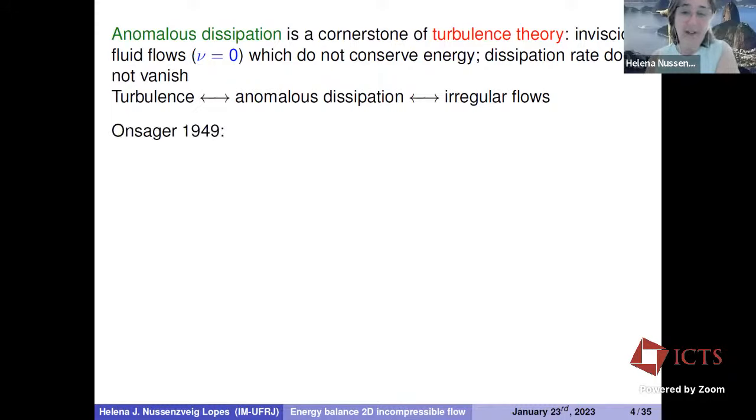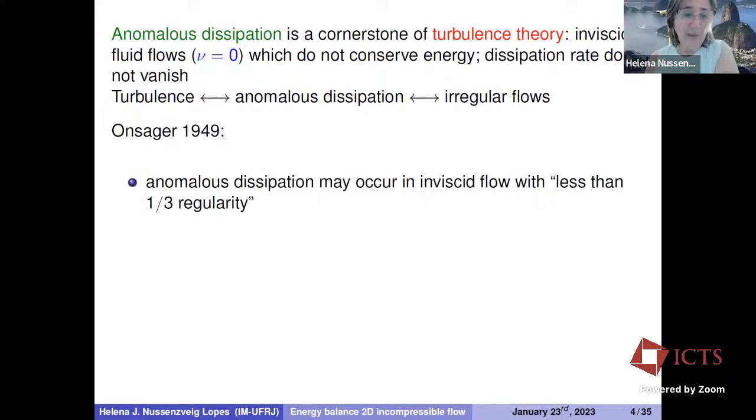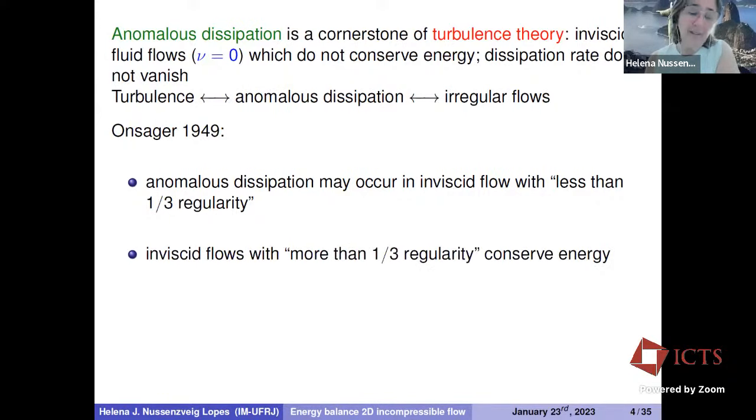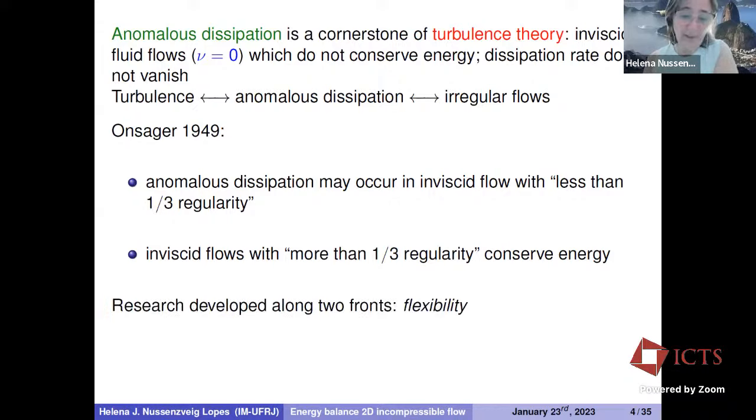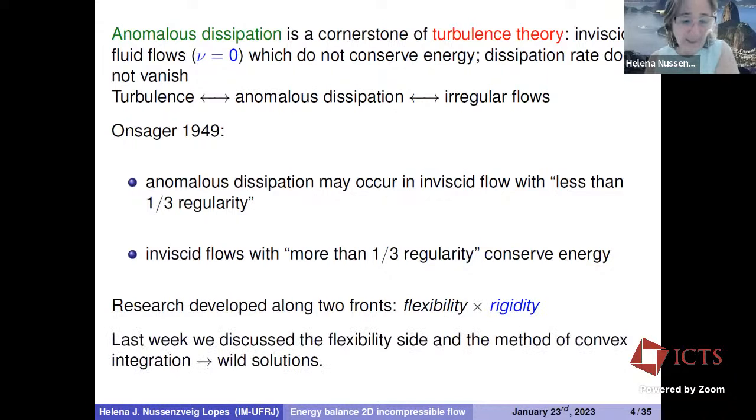So I recall the Onsager conjecture from 1949, which says that anomalous dissipation may occur in inviscid fluid flow with less than 1/3 regularity, but if the inviscid flows are more than 1/3 regular, then they necessarily conserve energy. And as we know, research developed along 2 fronts, the flexibility front and the rigidity front. Last week, we discussed the flexibility side and the method of convex integration, which led to wild solutions. Today, we are going to concentrate on 2-dimensional flows.